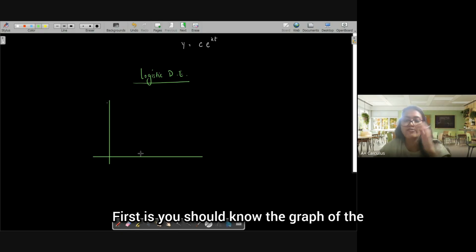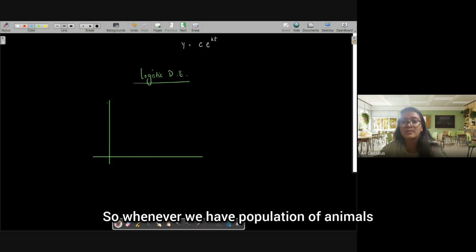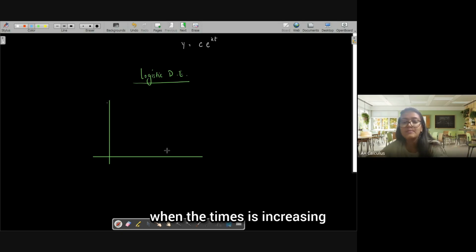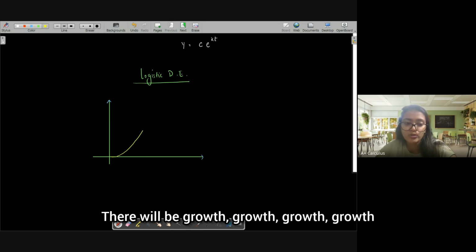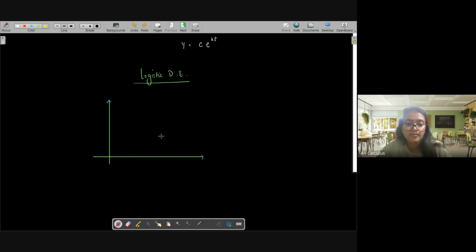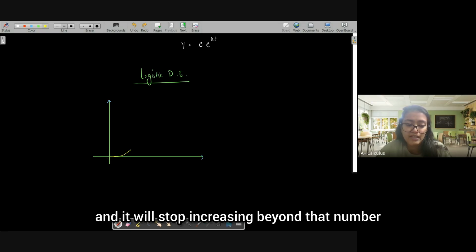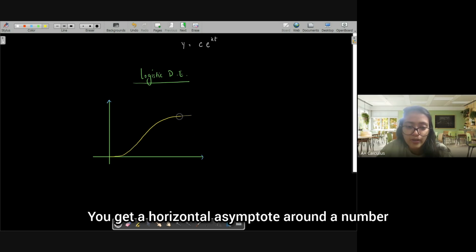First, you should know the graph of the logistic differential equation. Whenever we have a population of animals or even human beings, as time increases, you will see that the population starts increasing. There will be growth, growth, growth, growth. And then after a certain point, the population will reach a certain number and stop increasing beyond that number. It starts approaching a number. You get a horizontal asymptote around a number.